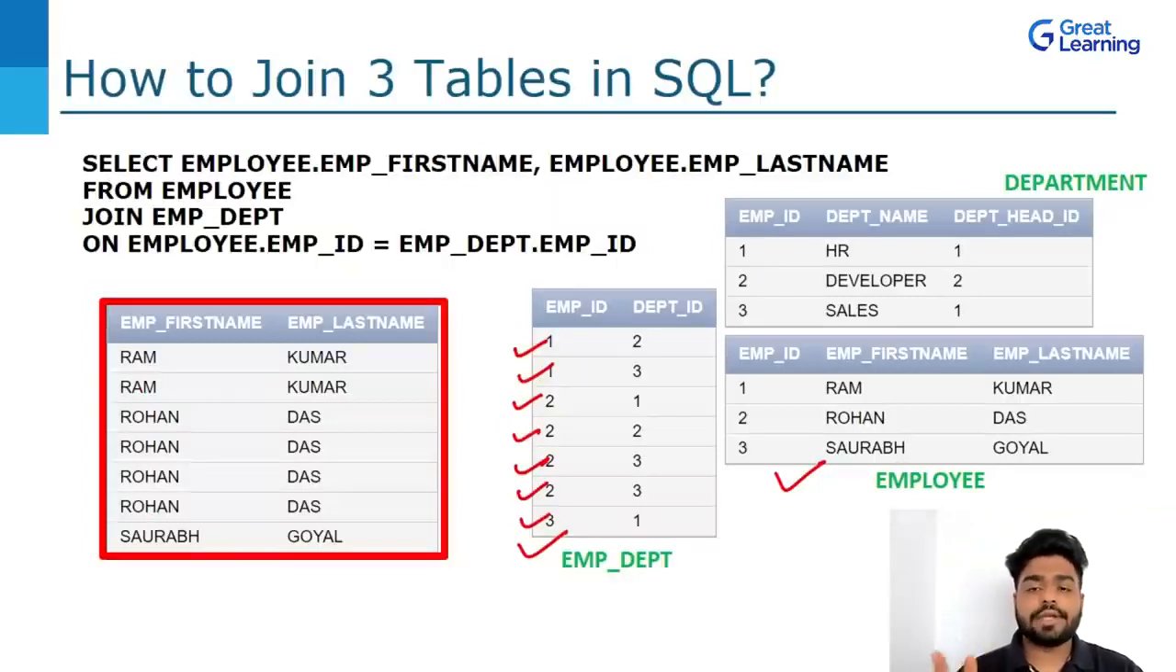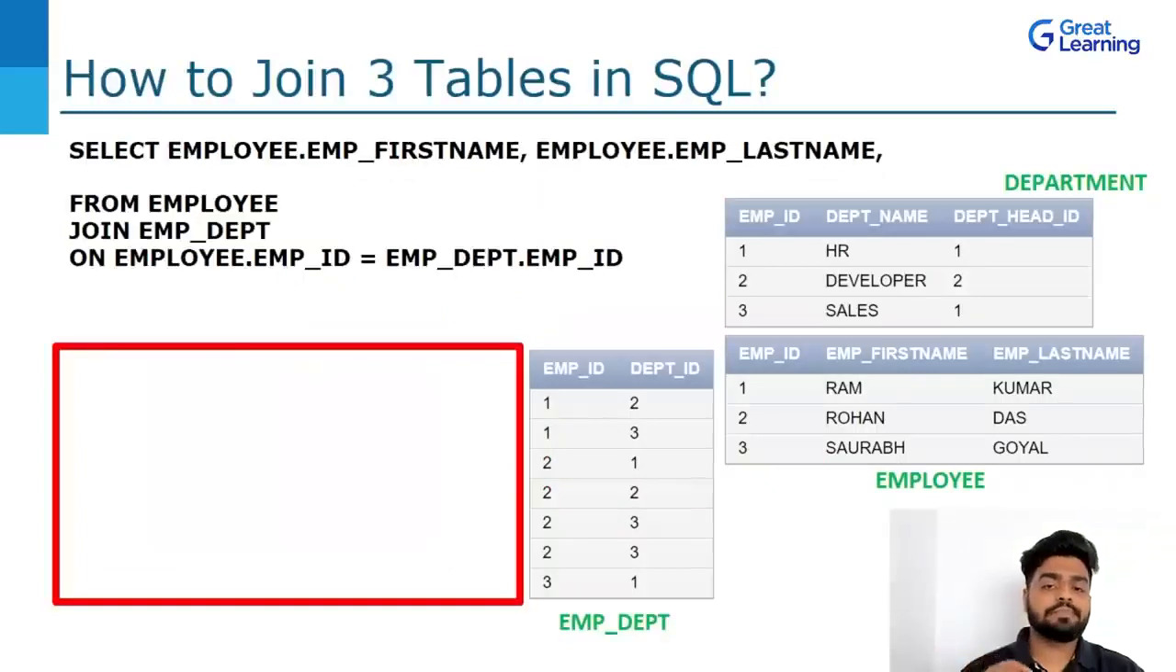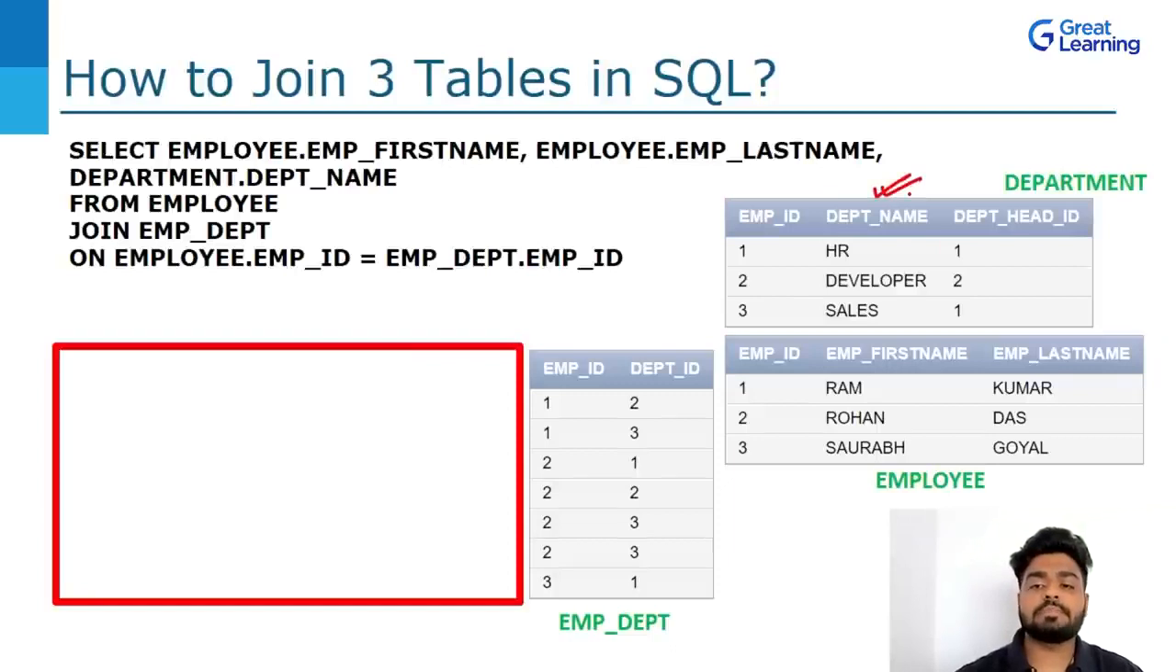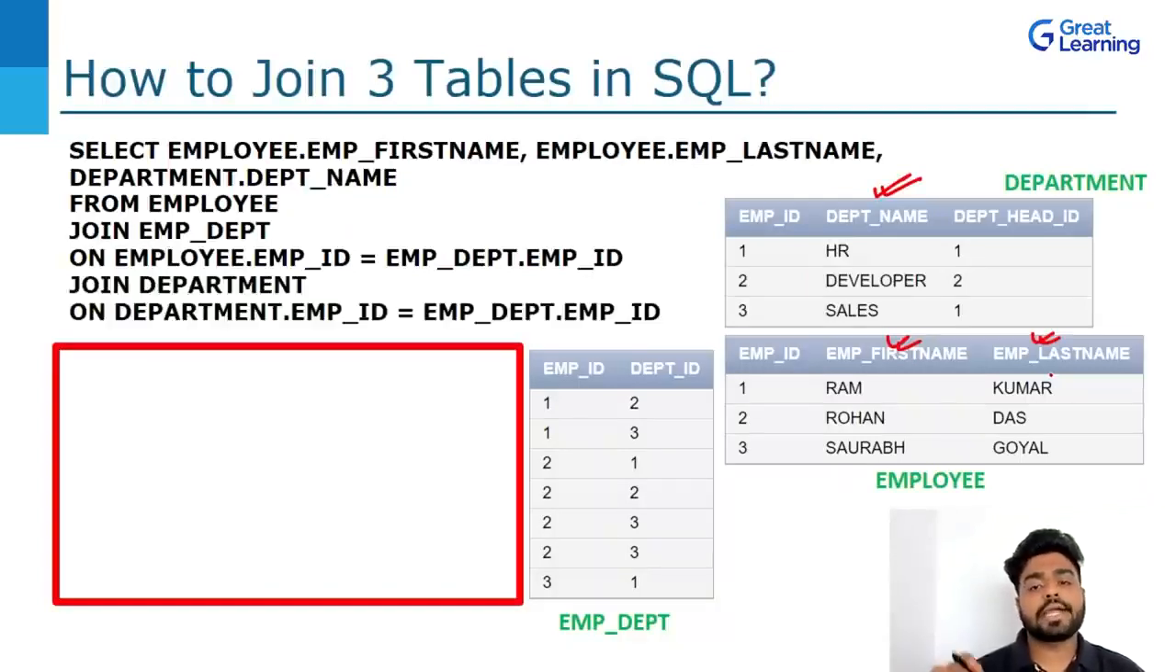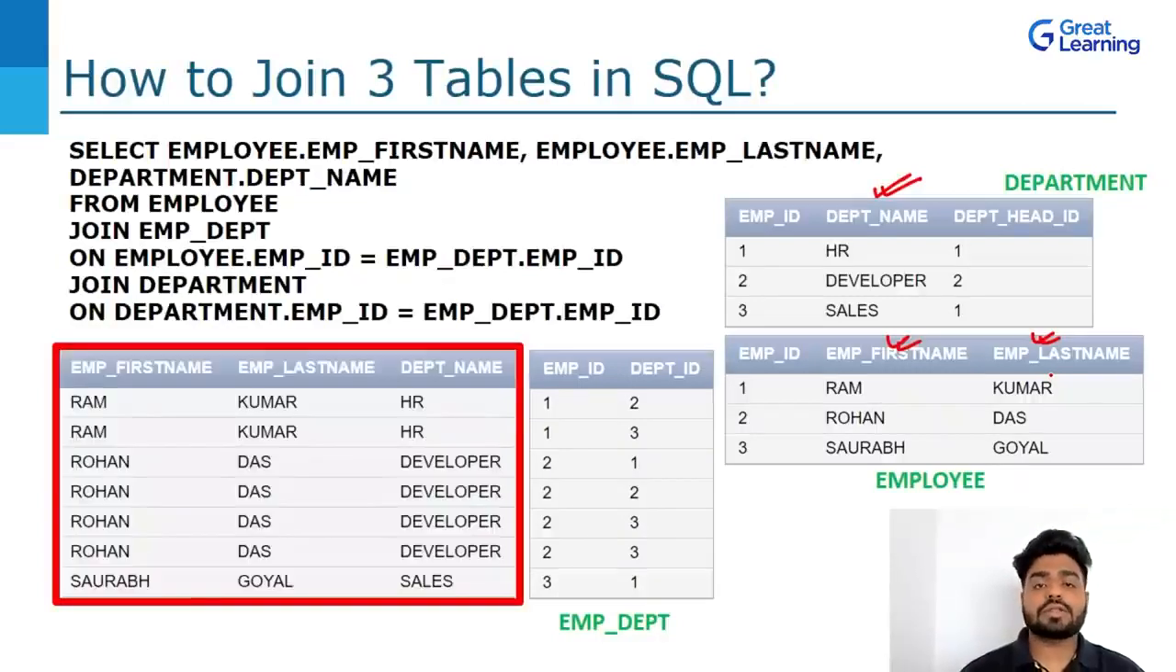So till now we have joined 2 tables. Let's see what is next. Now select employee.employee first name, employee.employee last name from employee join employee department. These are all things we have done. Next I'm adding department.department name. Now I want the department name also in my result with first name and last name. So department name, first name and last name, these 3 things will be shown on the basis of join department on employee ID equal to employee ID. So this is the result.